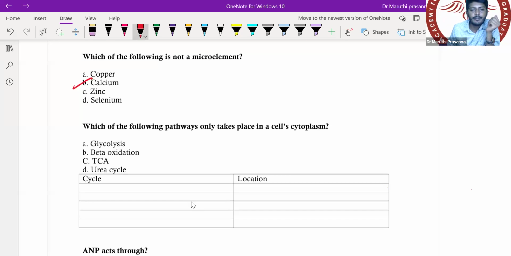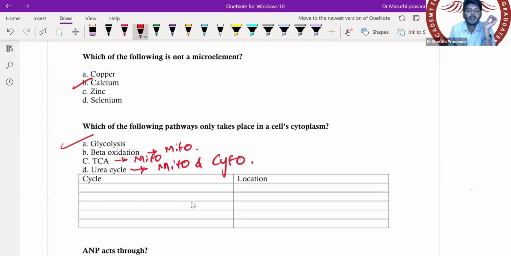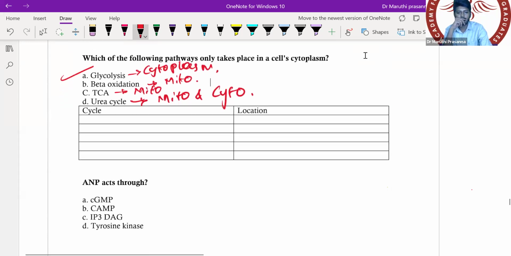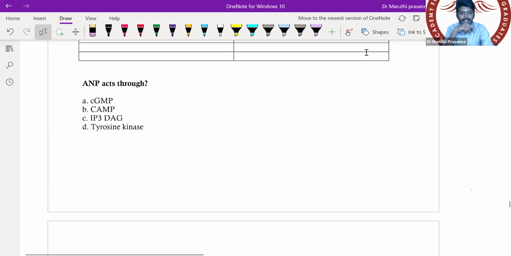Which of the following pathways only takes place in the cytoplasm? What all happens in the cytoplasm? Only your glycolysis. Fill that in here. Where does beta oxidation take place? In the mitochondria. The tricarboxylic acid cycle occurs in the mitochondria. The urea cycle occurs in the mitochondria and the cytoplasm. Glycolysis occurs only in the cytoplasm of the cell. Okay, let's go to the next one.